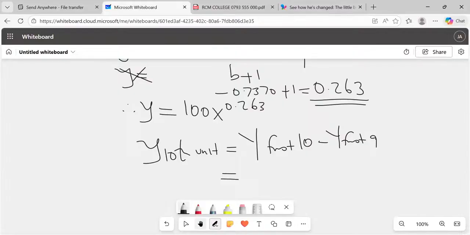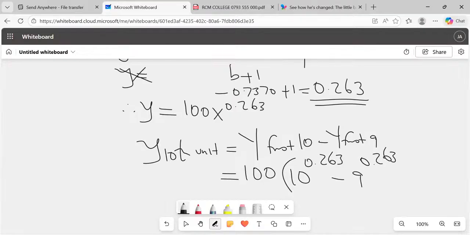So then, having expanded this, we can now put 100 outside. X is 10 here, raised to 0.263, minus 9 there, raised to 0.263, like that. Which then gave you what at the end of the day? It's only one guy who is getting it right. 5.005, right?